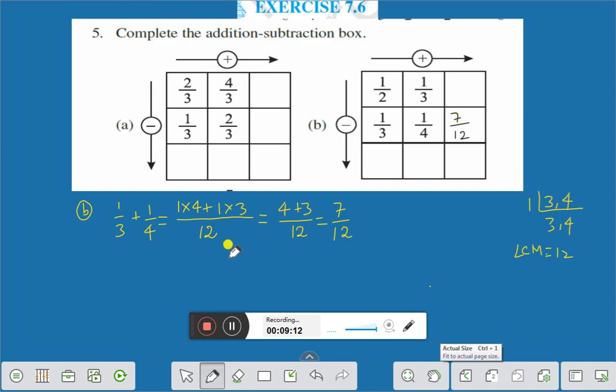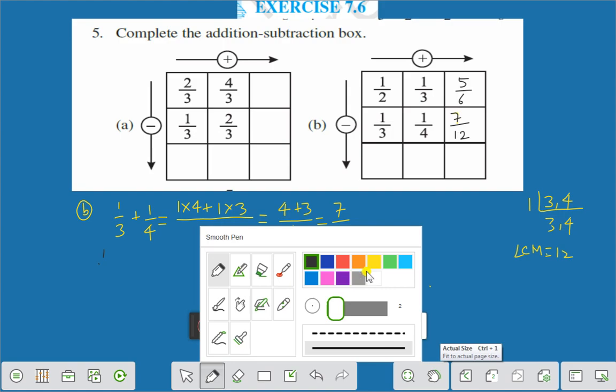Right? Add this one. And what is the addition of 1 by 2 and 1 by 3? It was 5 by 6. Right? Now we'll subtract this one. Subtracting this one, vertically, 1 by 2 minus 1 by 3.